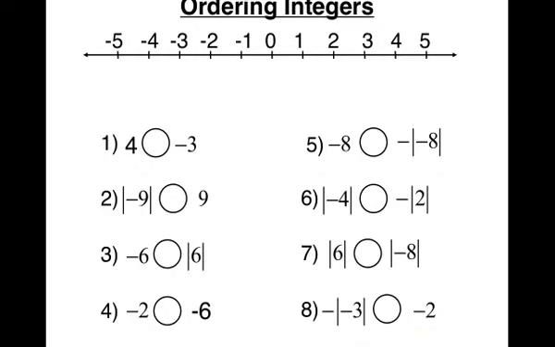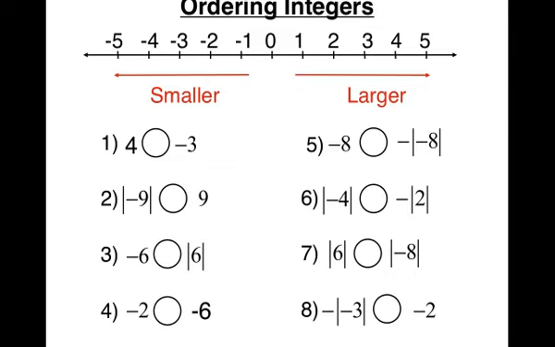Would you go ahead and compare these numbers? I want you to put in greater than, less than. So we have 4 and negative 3. Remember, larger, smaller. So positives are always bigger than negatives. So 4 is greater than negative 3.